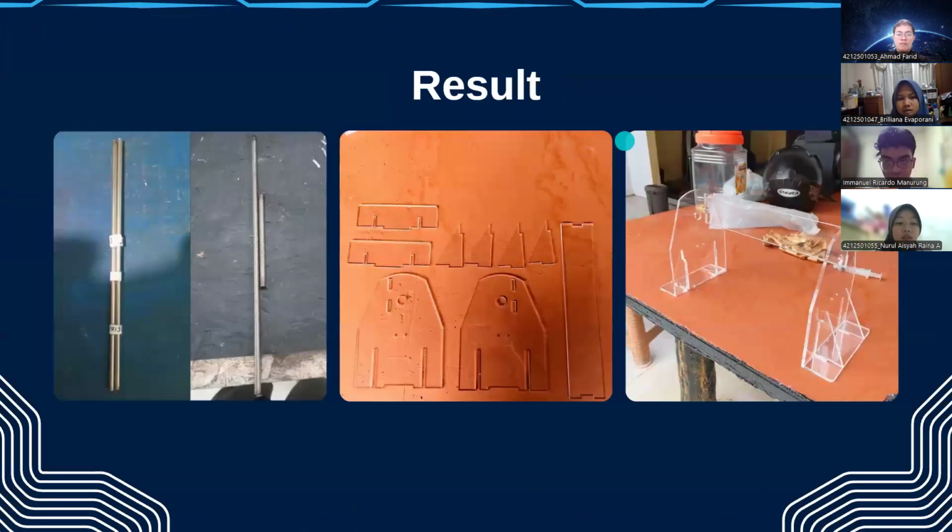From the past few weeks, here are the results we have obtained. The image on the left shows the results of cutting in week 6, namely the aluminum shaft and lead screw. The image in the middle shows the acrylic after going through the design, laser cutting, and filling process. The image on the right shows the results of assembly in week 7, where the acrylic was assembled to form the machine base. Okay, next.